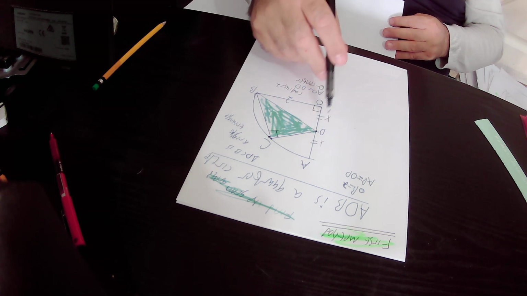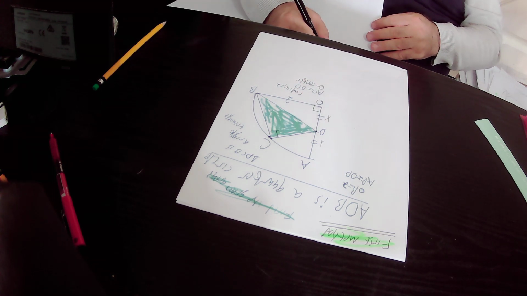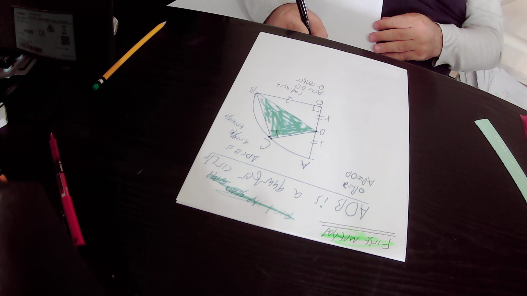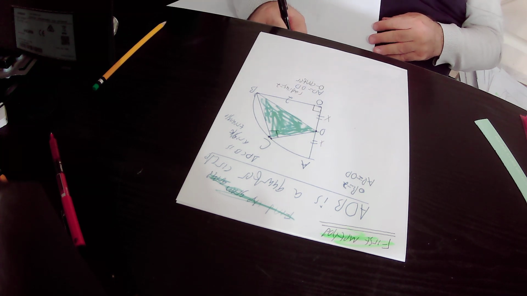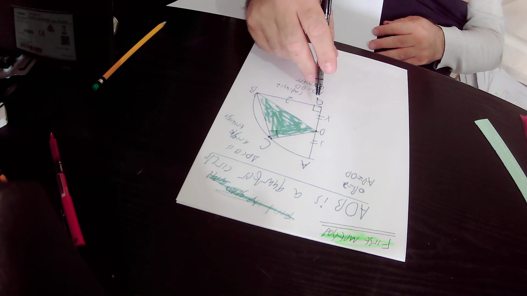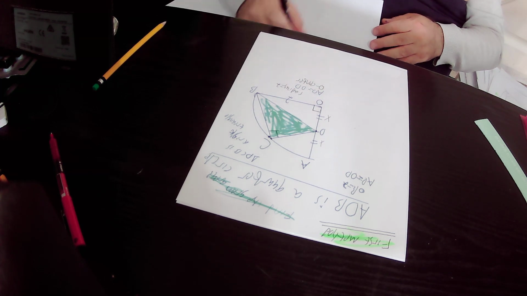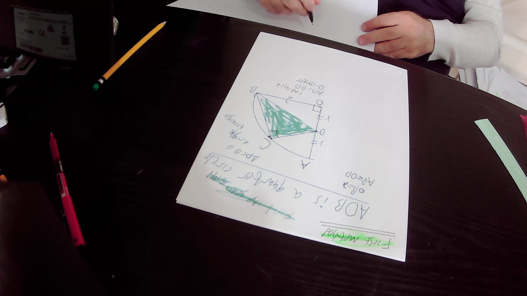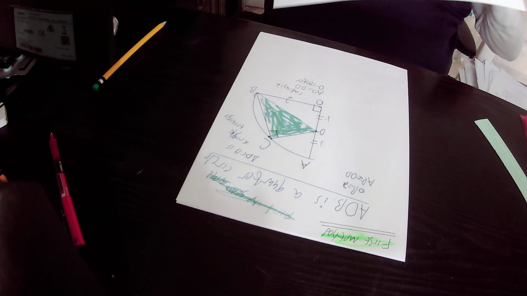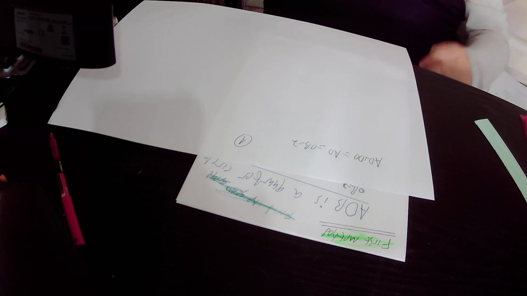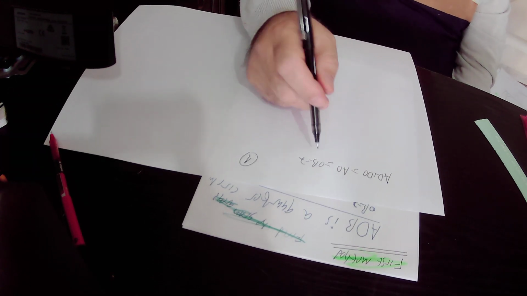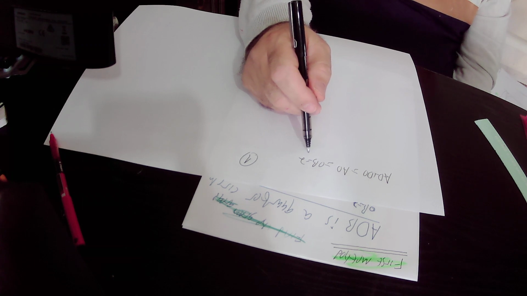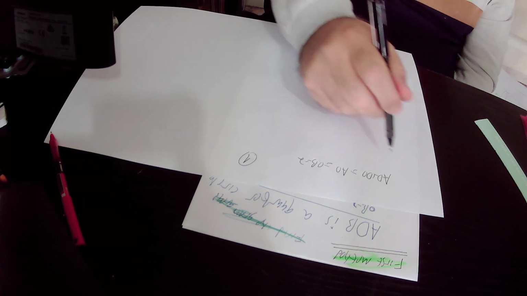AD plus DO equals AO. But AO is the radius of the quarter circle, which also equals OB, and it is equal to 2 units according to what is given in the question. So AD plus DO is AO, and AO equals OB, and OB is the radius of the quarter circle, which is equal to 2 units.